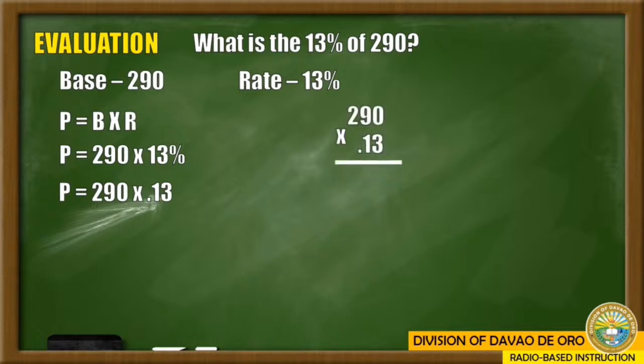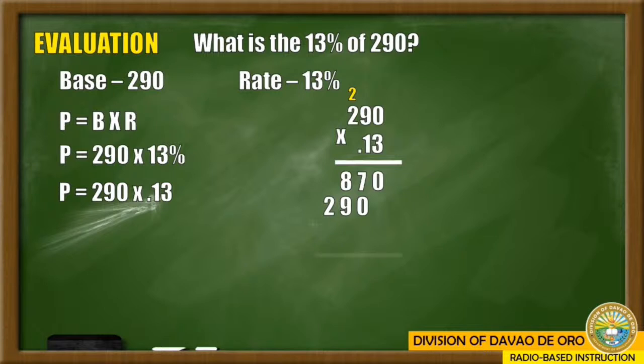Then we will multiply. So 290 times 0.13, we will start from 3 times 0 is equal to 0. 3 times 9 is equal to 27. Bring down 7, carry 2. Then 3 times 2 is equal to 6, plus 2 is equal to 8. Then we will move to another number. 1 times 0 is equal to 0. 1 times 9 is equal to 9. 1 times 2 is equal to 2.